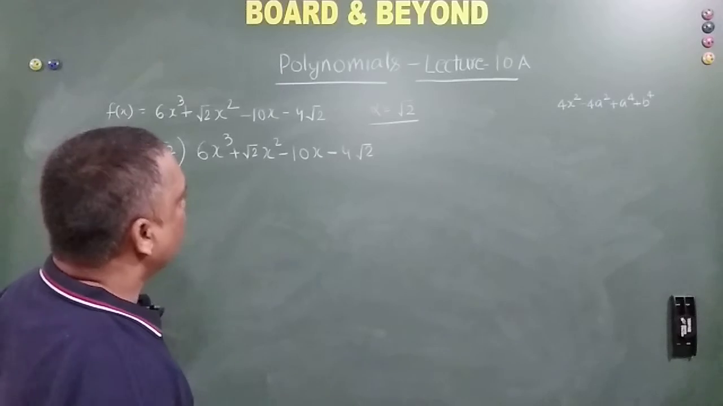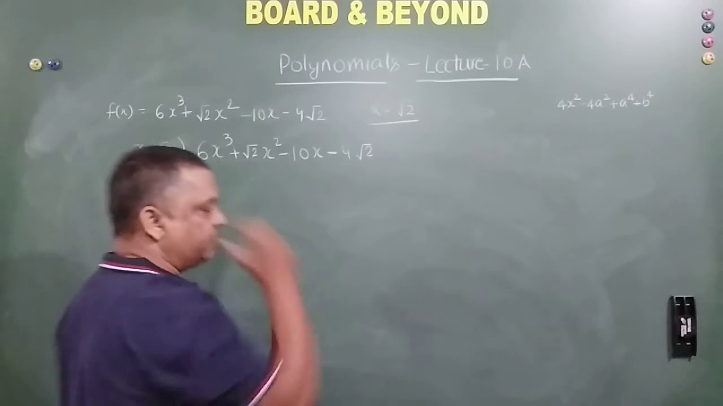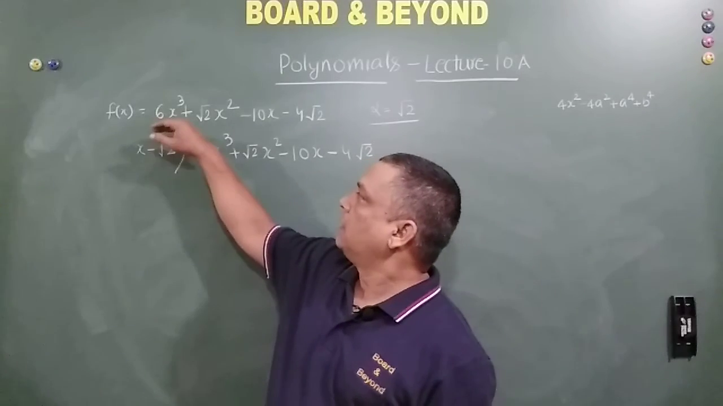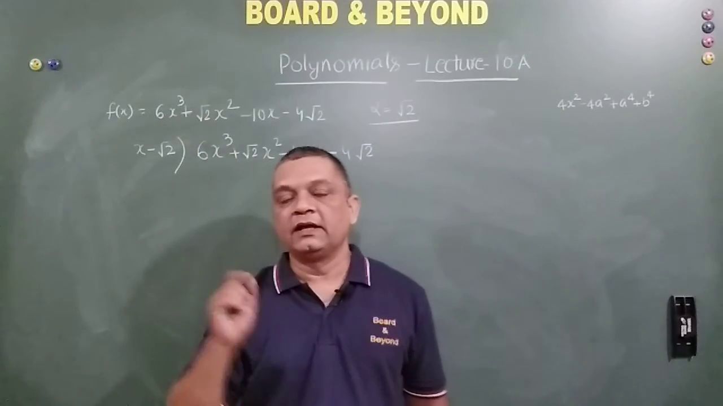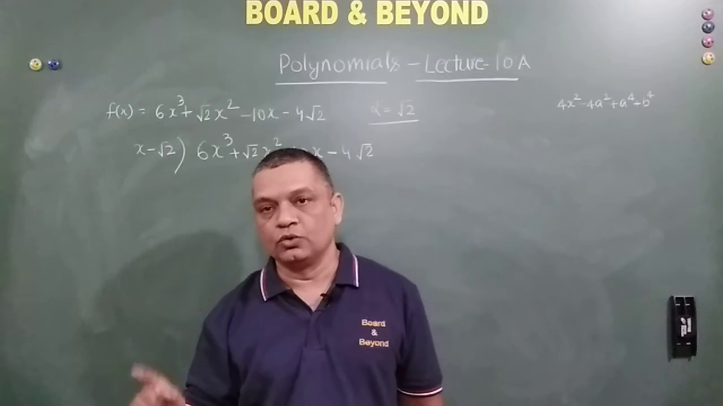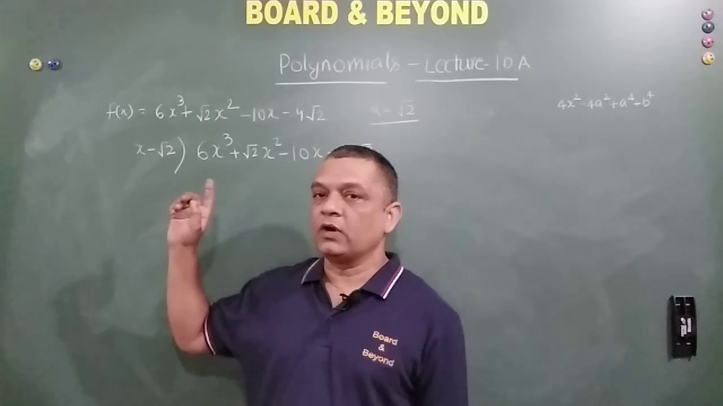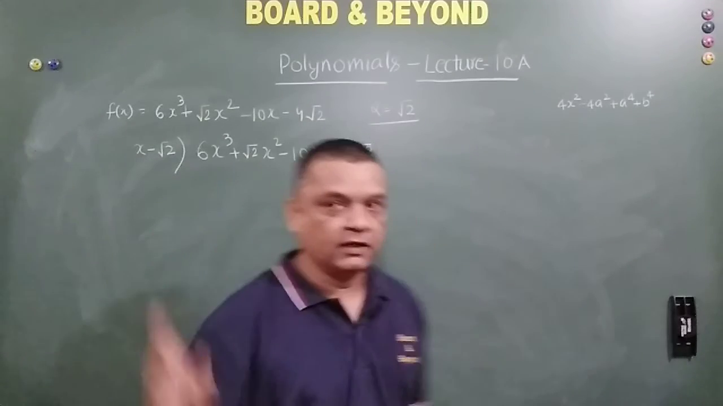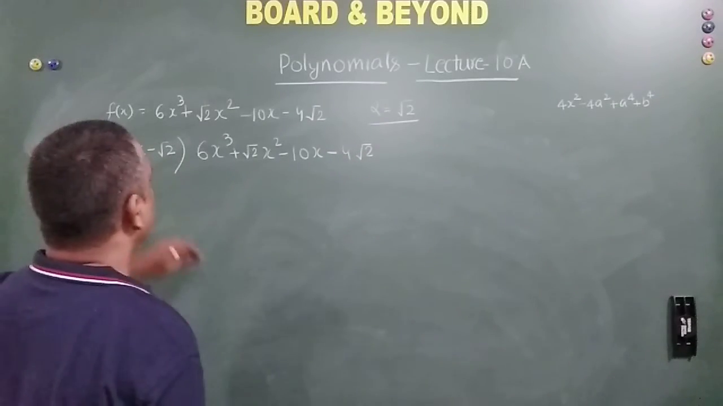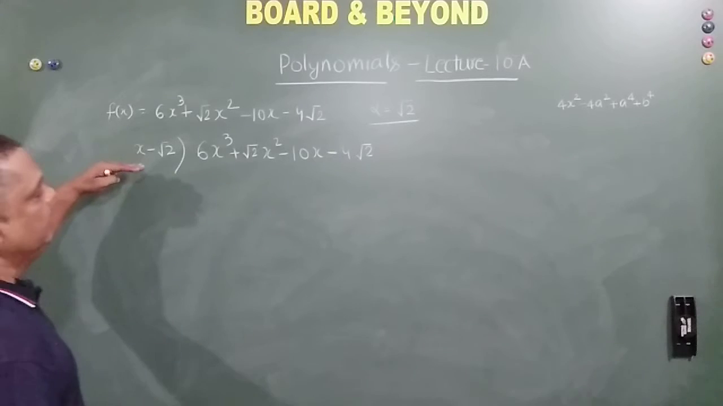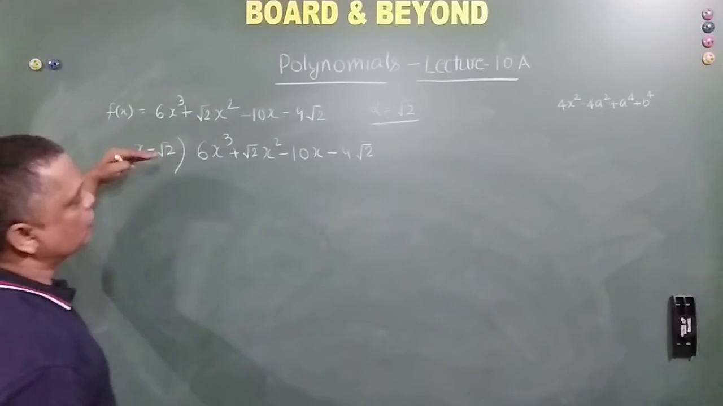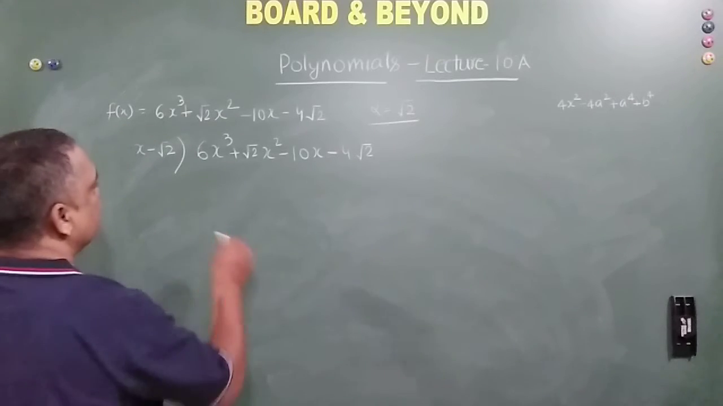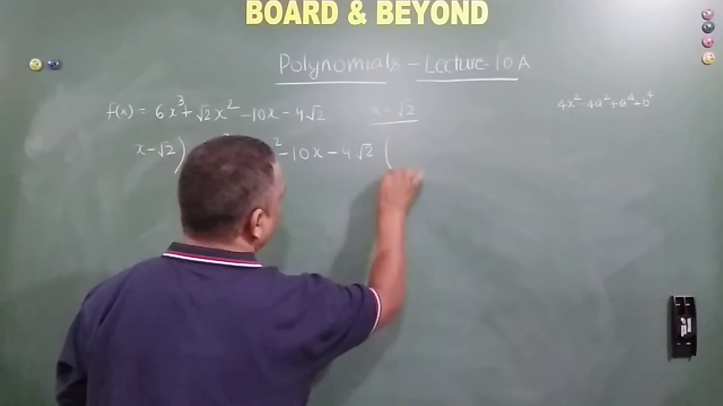So what we understand here is that if root 2 is one of the roots for this polynomial, that means x minus root 2 is one of the factors for this polynomial, right? So we try to divide this cubic polynomial by x minus root 2. Let's move on with the division.